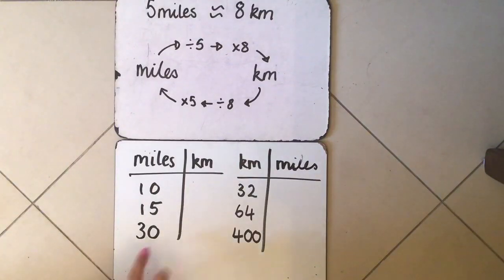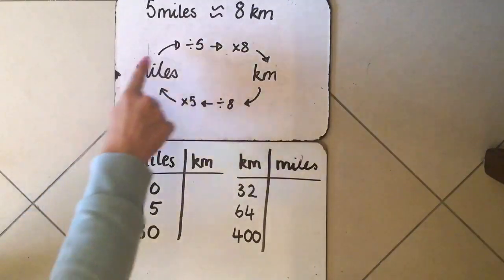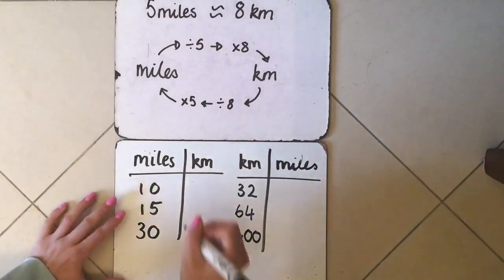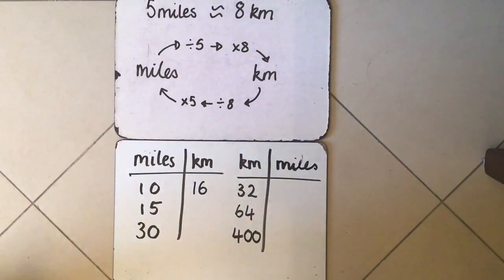Here I've got two tables, miles to kilometres and kilometres to miles. Let's do miles to kilometres first. So here I've got 10. I'm going to take that, 10, divide it by 5, which is 2, and multiply it by 8. 2 multiplied by 8, 16.